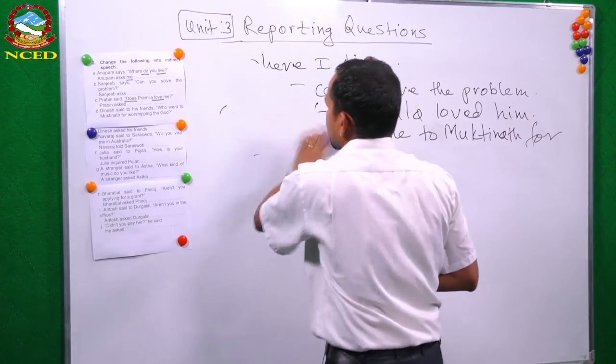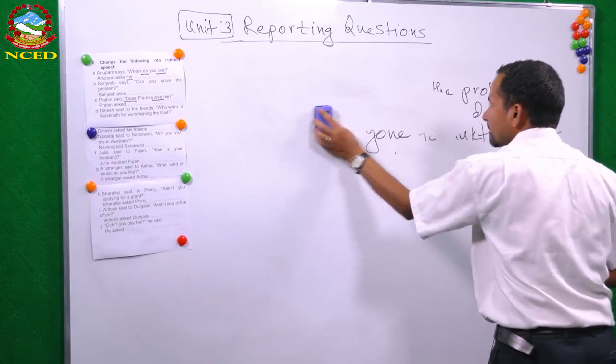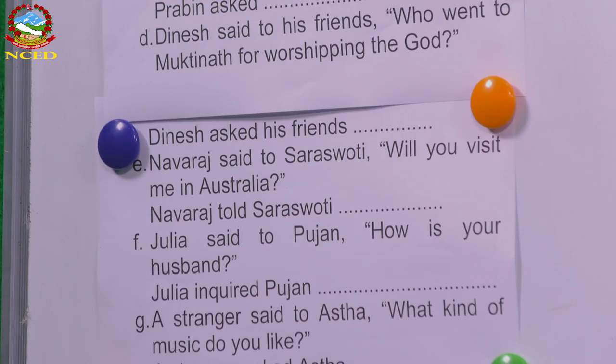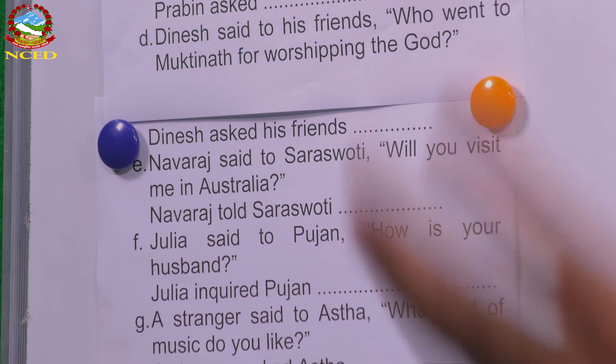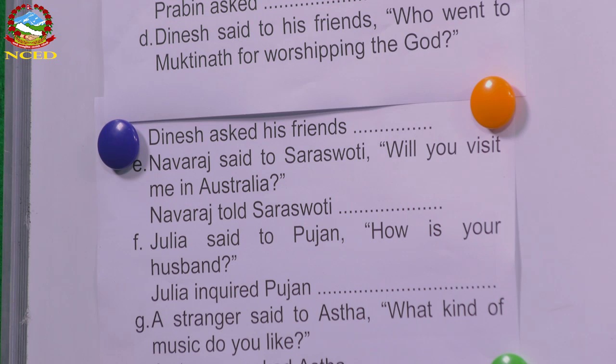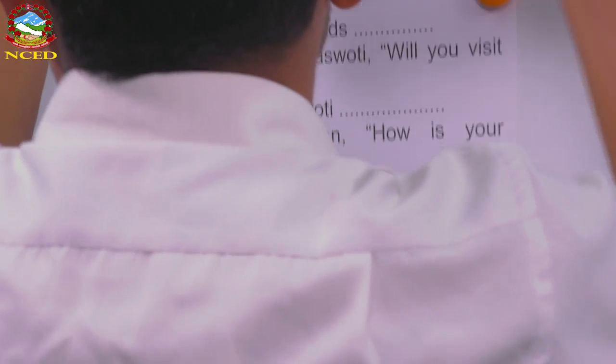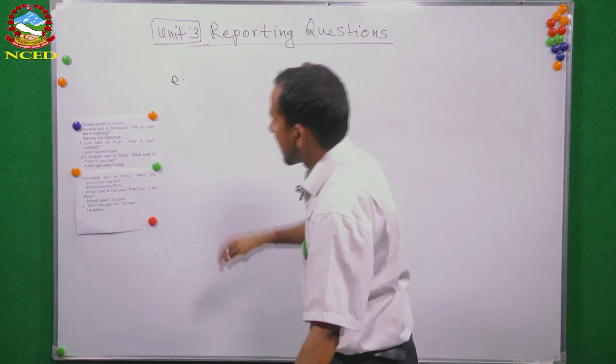Now let's do number E. Okay, are you getting my point? If you have any problem understanding my explanation, you can ask your teacher as well, after this class or during the class, right? Number E. We are doing number E now.